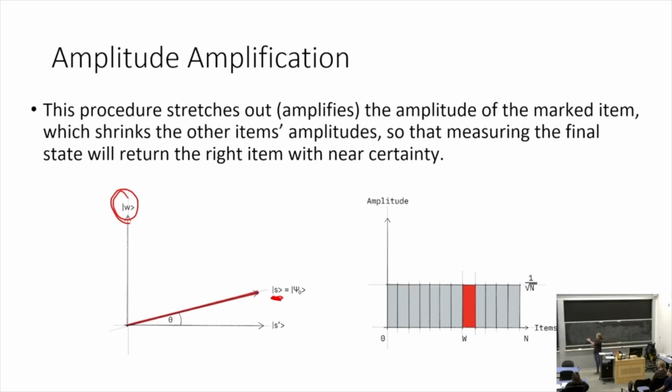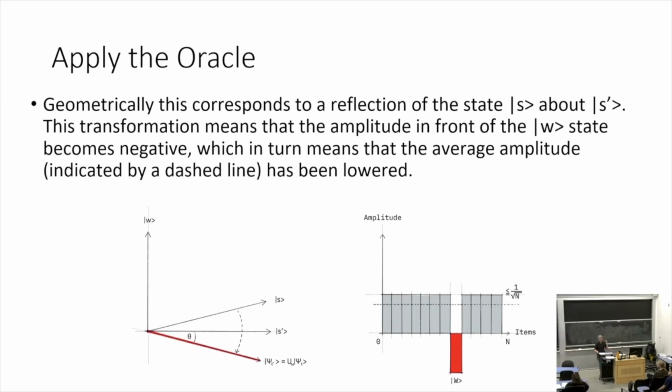So the right-hand graphic is showing us a bar graph of the amplitudes of the state S. Okay, so that's our starting construction. The next step is to apply the oracle, and the oracle in our case is going to be a reflection. We're going to call it U of F, and we're going to reflect the state S.